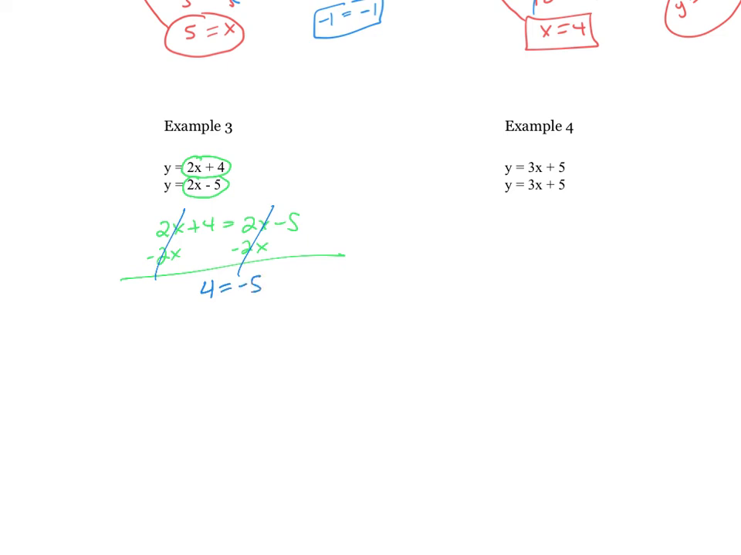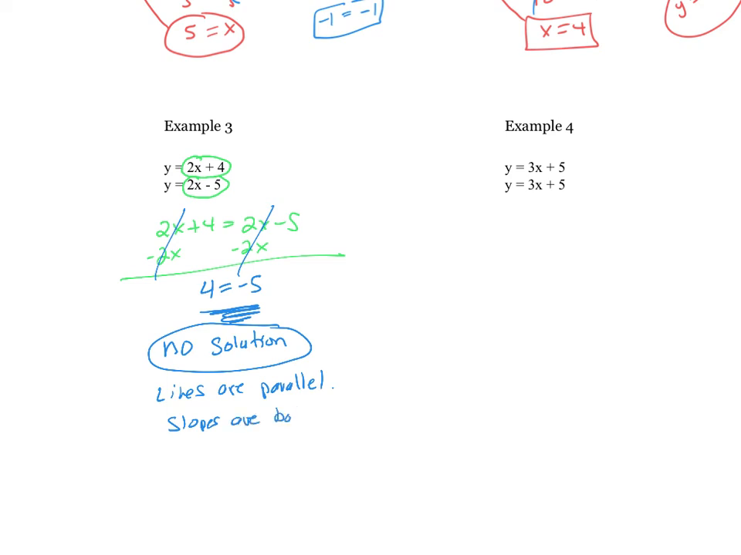So one thing you might ask yourself is, is that true? Does 4 equal negative 5? Well, of course it's not true. So when that ends up being the case, where you get a statement that's not true, that means there is no solution to the system. And remember, when it's no solution, that means that the lines were parallel. And hopefully some of you might have noticed, just from looking at the equations, that the slopes are both 2. Parallel lines have the same slope. So when you end up with two lines with the same slope, there's a good chance they're parallel, as long as they have different y-intercepts.